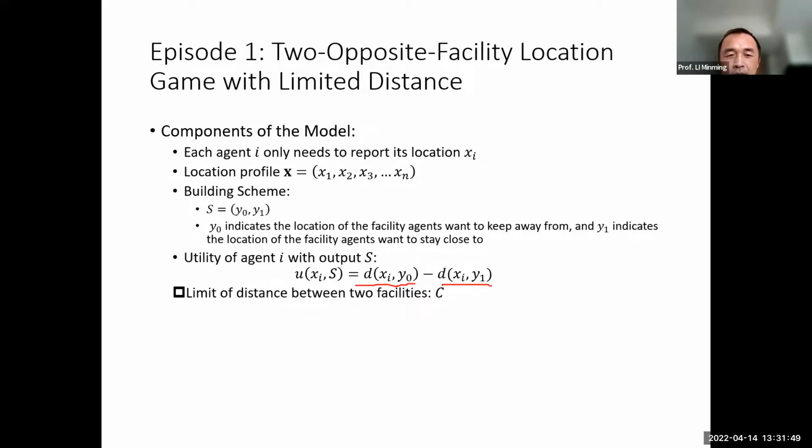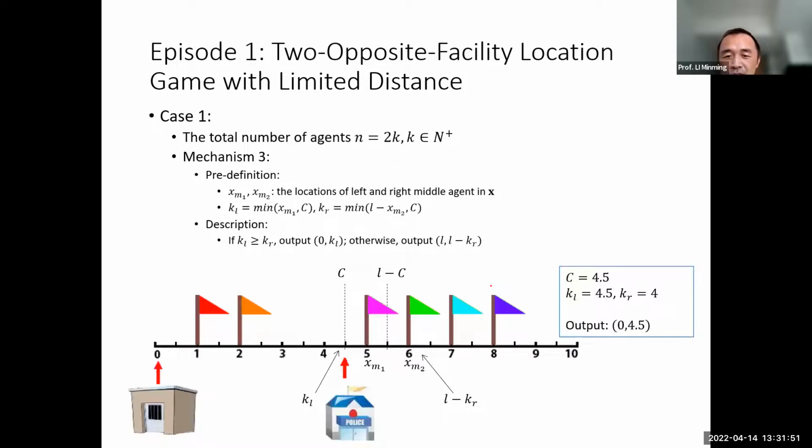Okay, and then I will be short in explaining the results. Basically, the results are the following. You are trying to put the facility either at the left end or the right end, and make sure that the distance is about C. All right, and then you hope the facility people like are relatively closer to the actual median.